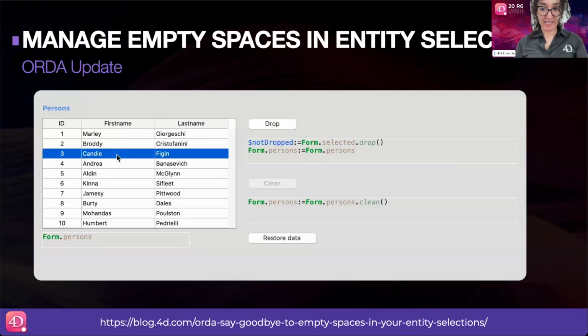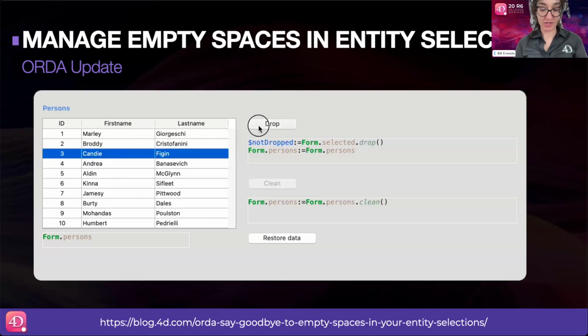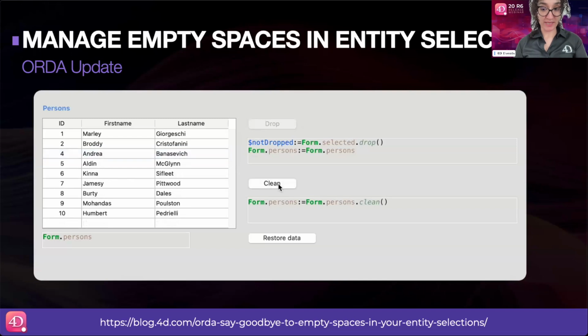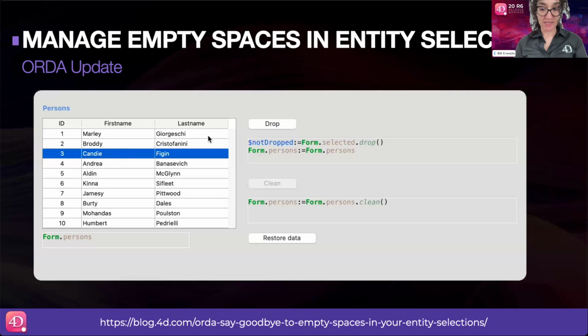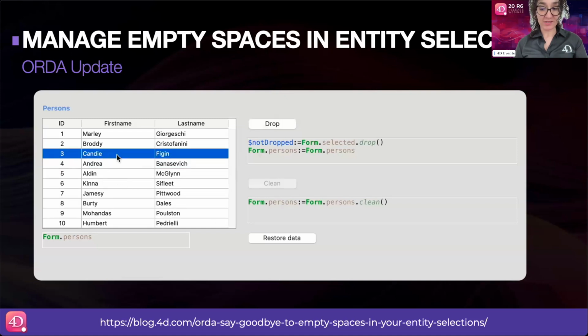So we have all encountered this challenge before. You design a beautiful interface displaying an entity selection for users. They drop entities, for example, to refine their selection, but empty spaces remain where the dropped entities once were. So with this feature release, rebuilding the entity selection manually is no longer necessary. The new clean function takes care of this with just one line of code.